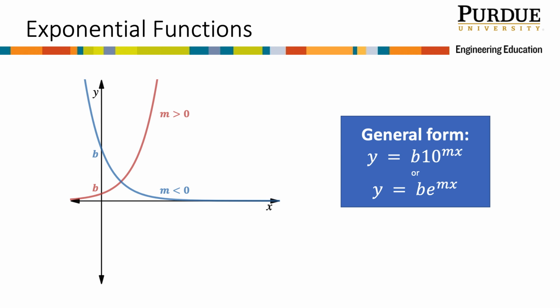If our data can be modeled by an exponential function, the shapes are like these shown. Our general form is y = b times 10 to the mx, or y = b times e to the mx. When m is a positive number, the red graph represents the shape. Here you can see that b is the y-intercept and m determines the rate of growth. When m is negative, it takes the shape of the blue graph. Again, b is the y-intercept and m determines the rate of decay. Neither of these forms cross the x-axis.